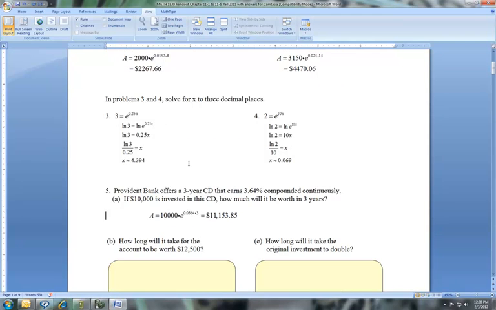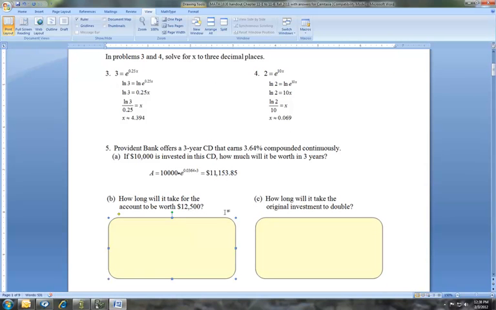Now, here's a different question. How long will it take for the account to be worth $12,500? Now remember, my formula is A equals P times e raised to the rt. Whenever they use the words how long, that means they want to know about time. So the 12.5 is my future amount. The money invested is still the same. Interest rate still the same. So my t would be my time, because I don't know, and that's what they're asking me for.